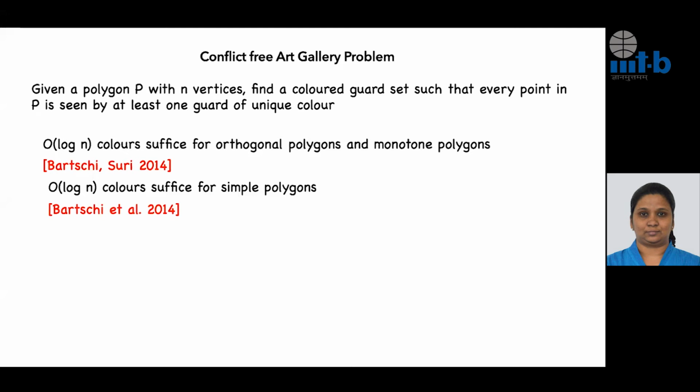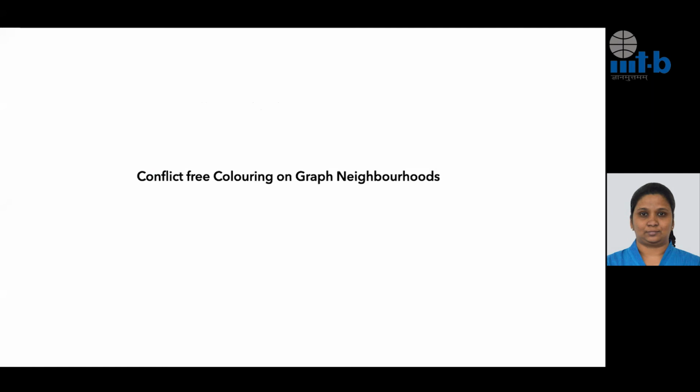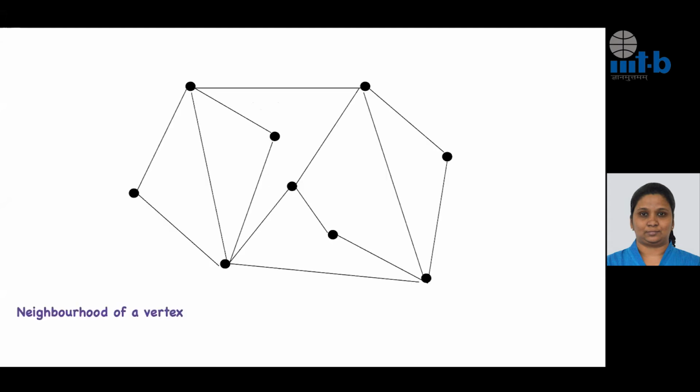And another set of hypergraphs which was studied for conflict-free coloring was based on graph neighborhoods. So here I mean simple graphs. Given a graph, the hypergraph contains the vertices of this graph as vertices, and the hyperedges are defined by the neighborhood of a vertex. What do I mean by the neighborhood of a vertex? Given a graph, the neighborhood of this vertex is the set of vertices which are connected to it with an edge.